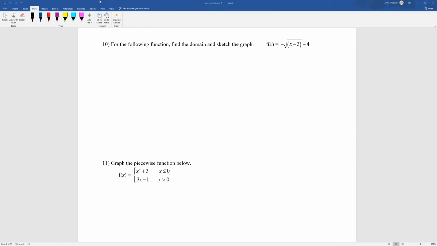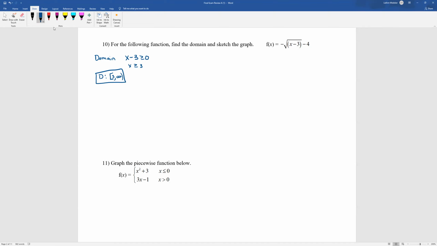So we can actually do that first. Let's go ahead and list our domain. So the domain is that the part under the radical, which is x minus 3, needs to stay greater than or equal to 0. We'll solve that for x. So our domain, if we write it in interval notation, would be a bracket 3 to positive infinity. So we know our domain now. That's part of the question.